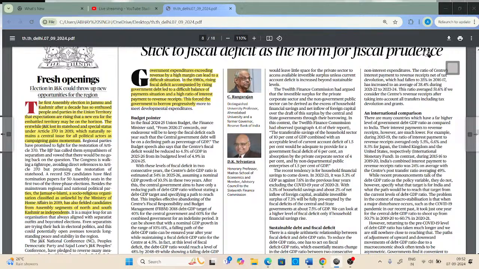Government expenditure exceeding revenue by a high margin can lead to a difficult situation, as in the 1980s. So basically, if your expenditure is more than your income, then it is natural that a difficult situation will arise. In the 1980s, a rising fiscal deficit accompanied by rising government debt led to a difficult balance of payments. This was a situation 45 years ago, and the 1980s instance has been discussed as well, where a large fiscal deficit led to high government borrowings.